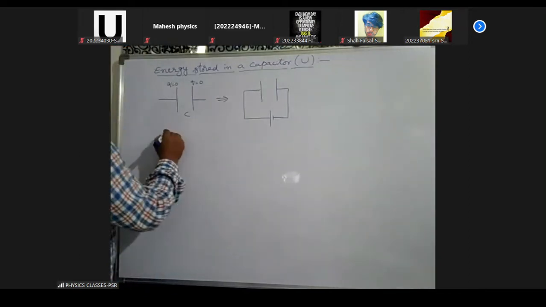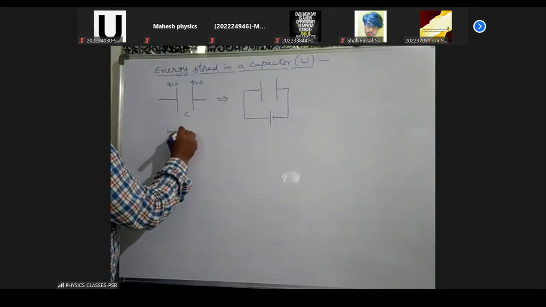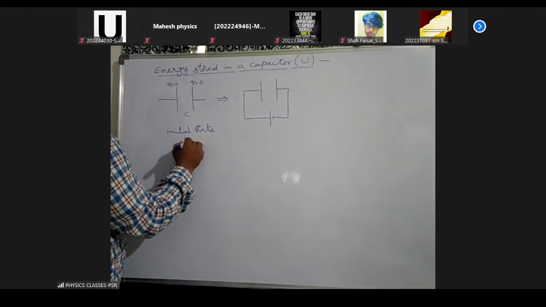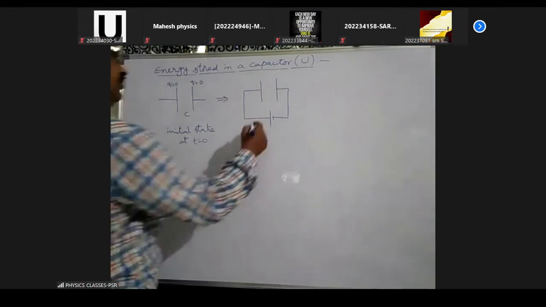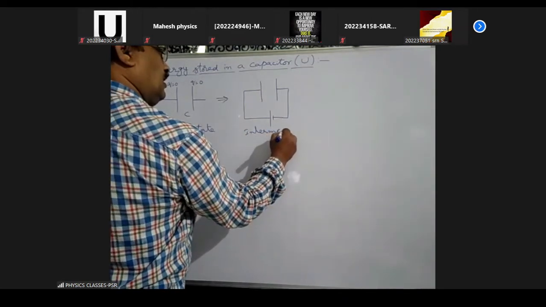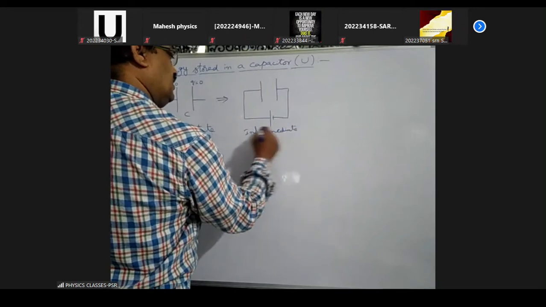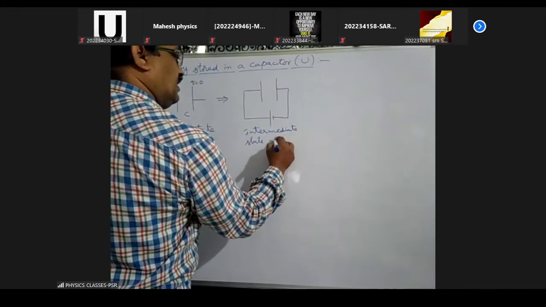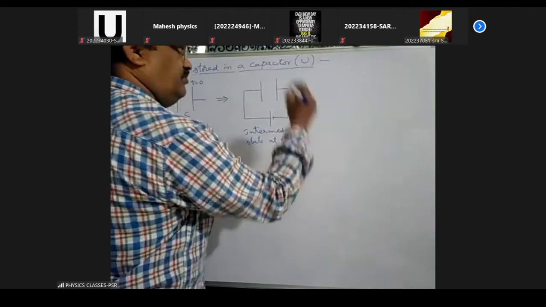This is the initial state at t is equal to 0. This is the intermediate state at t is equal to t.